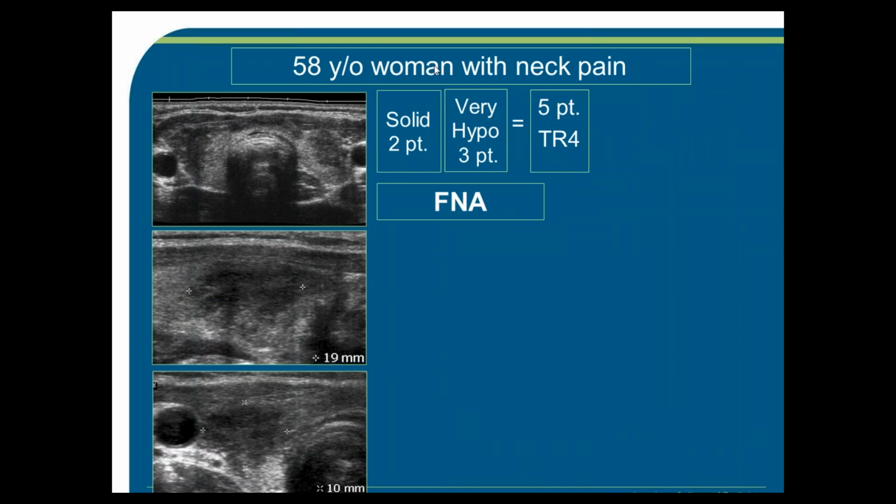This is a 58-year-old woman with neck pain, so a symptomatic nodule rather than an asymptomatic nodule. If you look at these scans, they're scattered, poorly defined hypoechoic regions within the thyroid, the largest of which measured 19 millimeters. They were solid, very hypoechoic, TR4 nodules. Normally, this would meet criteria for FNA, 1.9 centimeters and a TR4 nodule.